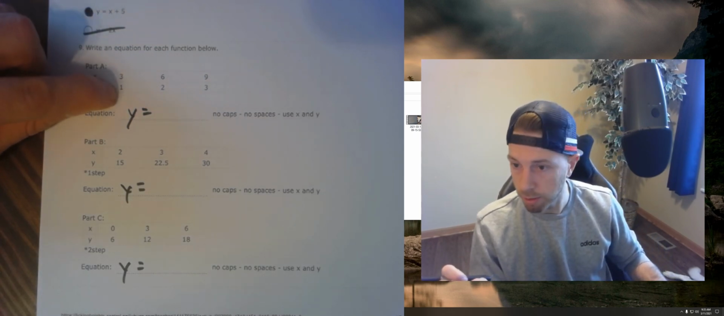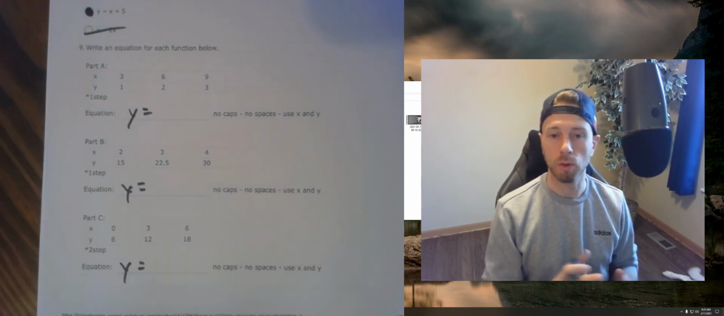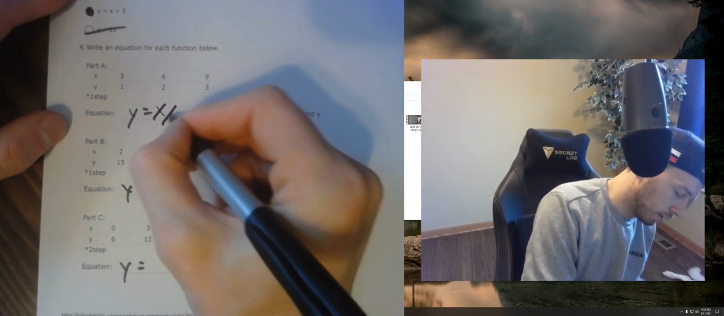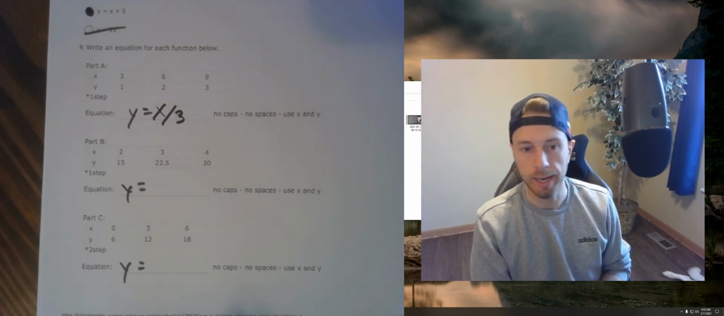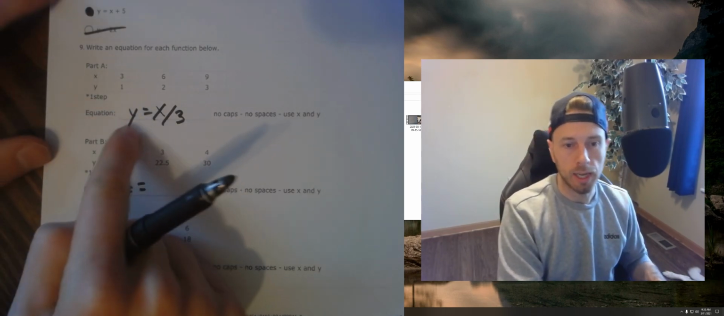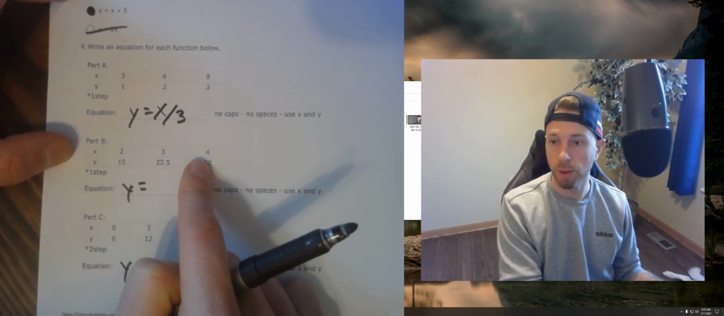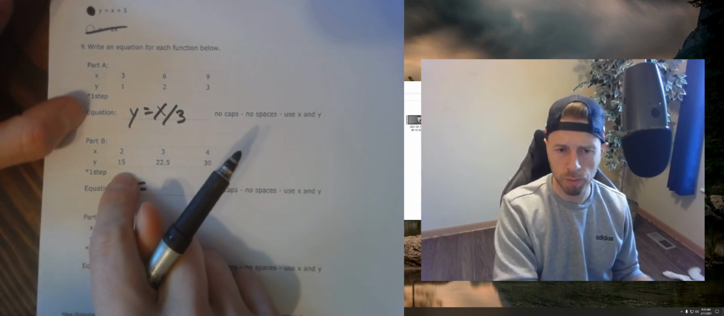Let's see what we're dividing by. 3 divided by 3 gives me 1. 6 divided by 3 gives me 2. And 9 divided by 3 gives me 3. So the rule must be divide by 3. So we take x divided by 3. The rule is y equals x divided by 3. This next one, we're going up in numbers here, so we have to find out what we're increasing by. And this one we go from 2 to 15.